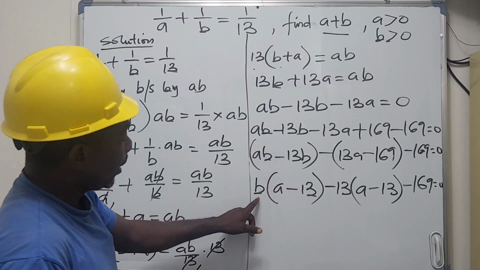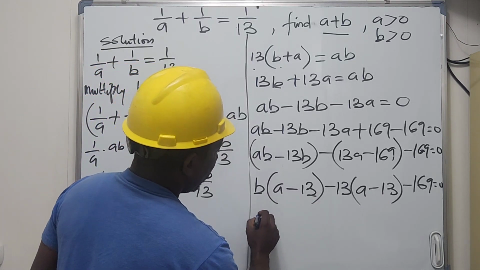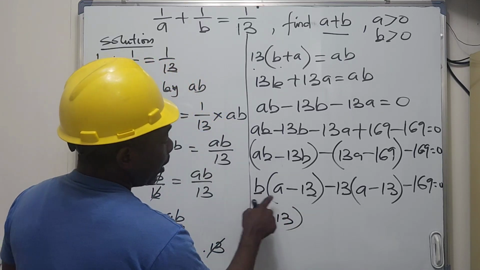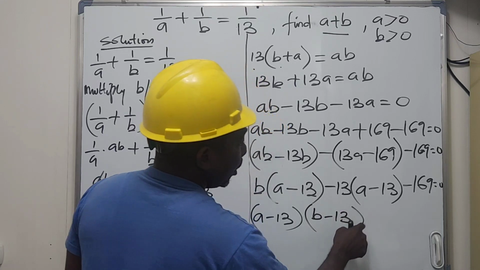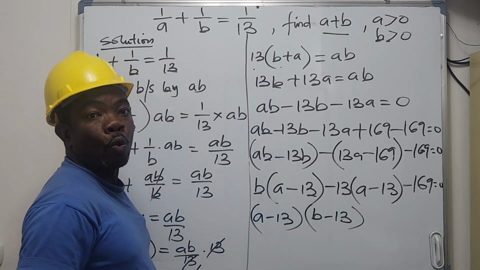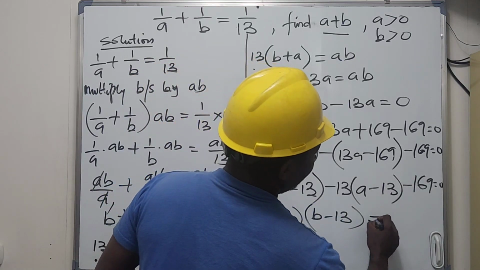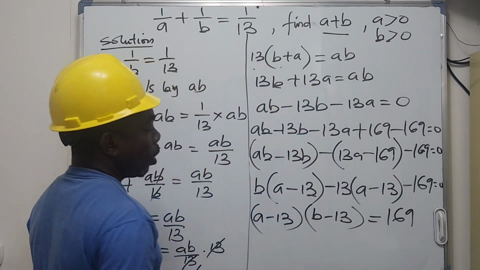So here, this can be written as taking one of each: we have a minus 13, then it remains b minus 13. So we have here b minus 13. We are left with minus 169. So it can be transposed to this other side, so it becomes plus 169. So this is what we have.